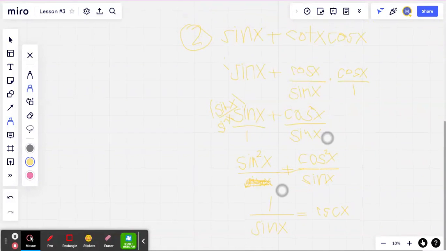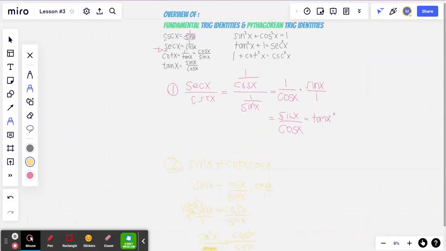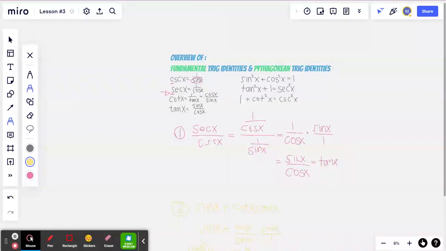So in this video, we went over the fundamental trig identities as well as the Pythagorean trig identities, and we were able to apply both of those to two various problems. I hope you guys learned how to apply both fundamental and Pythagorean trig identities and how to solve various equations.